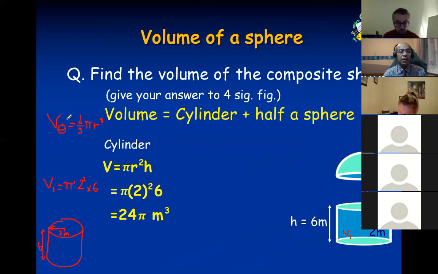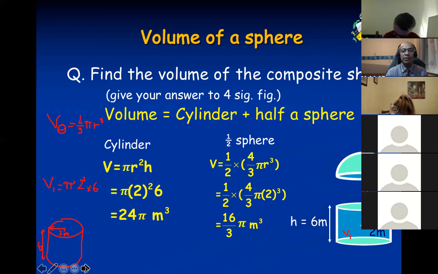For the sphere, this time it is half of a sphere. So instead of 4/3, it's half times 4/3. Half of 4 is just 2. So 2/3 pi r cubed. So half a sphere is half of 4/3 pi r cubed.